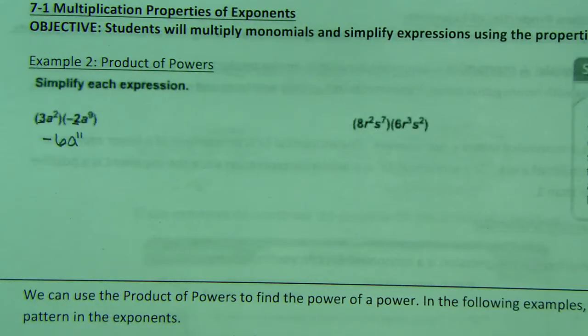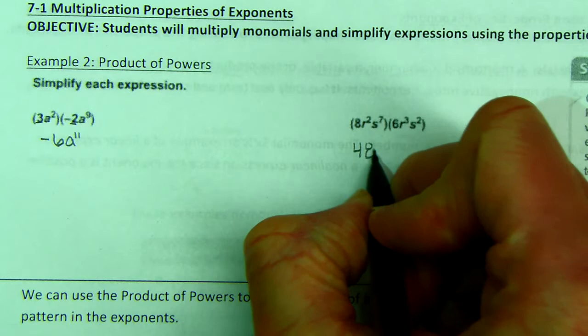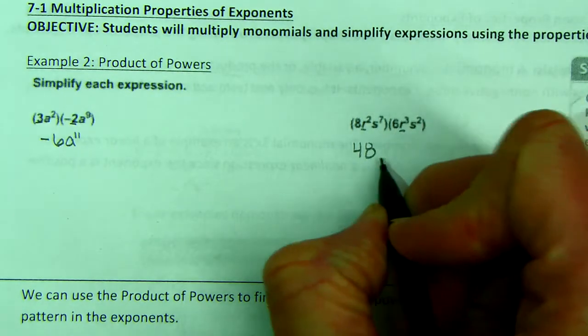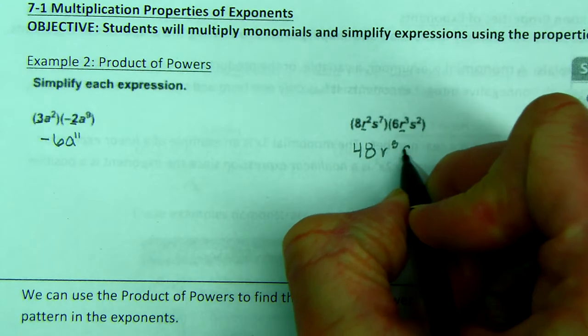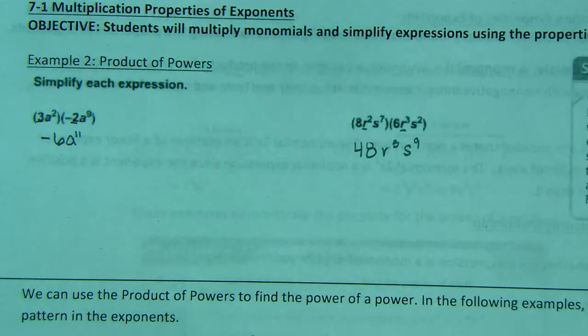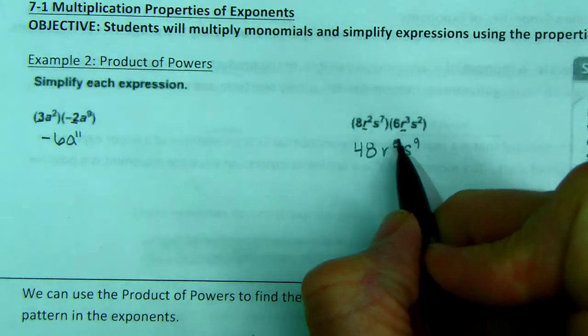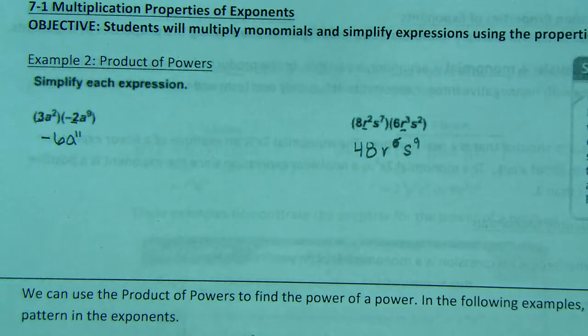All right, take a look at the second one. We have coefficients of 8 and 6. So 8 times 6 is 48. And now with the r's, I'm going to keep the r and add those exponents, which is 5. Keep the s and add those exponents, which is 9. So I'm going to stress neatness here, boys and girls. I know that some of us struggle with that, but it gets a little difficult to read our exponents if we write really small or we write horribly. So we've got to try and be neat.